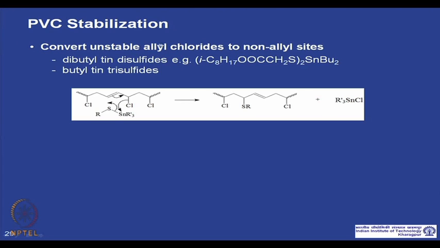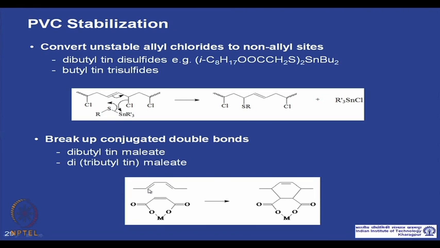So, how is the stabilization done? One example, there are many additives that can be used. One type of additives are shown here. They convert this unstable allyl chlorides to non-allyl sites, and an example is dibutyl tin disulfides, and their chemical reaction with the allylic double bond is shown here. So, they convert this allyl chloride to non-allyl sites and prevent degradation.